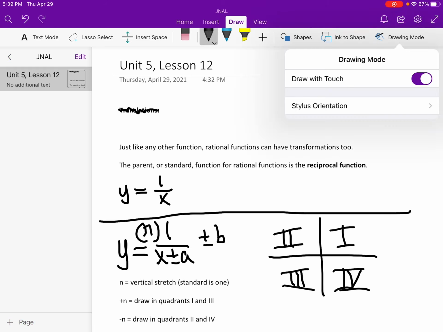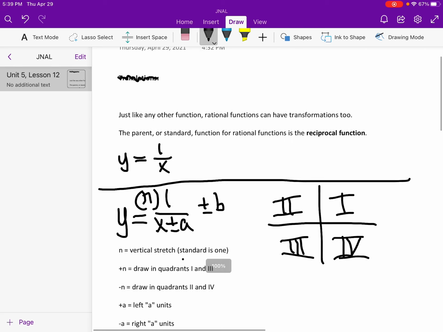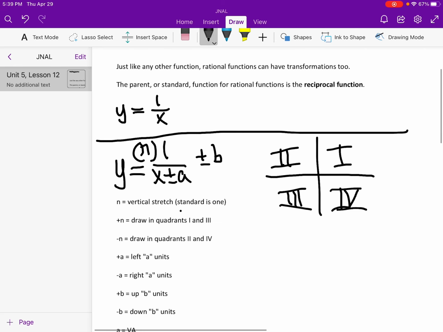Let's see. So, I'll just read what it says. Just like any other function, rational functions have transformations too. Do you remember we learned the transformations of quadratics, and we've learned things like that. But you can see that visibly for rational functions too.